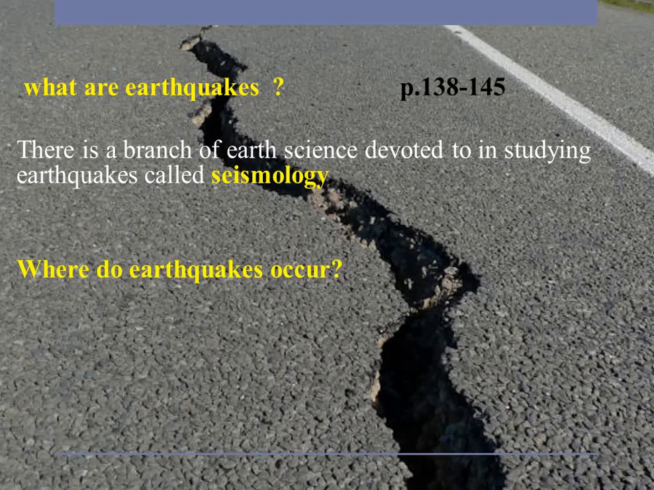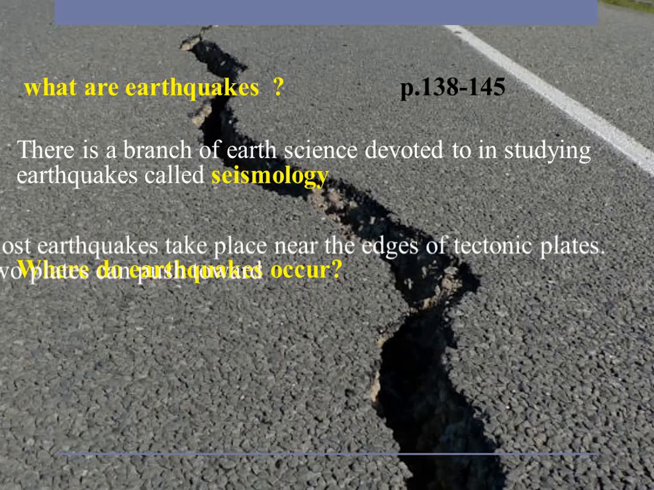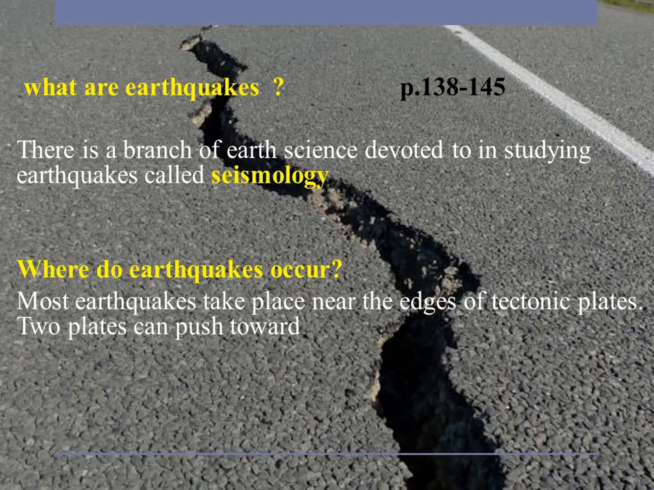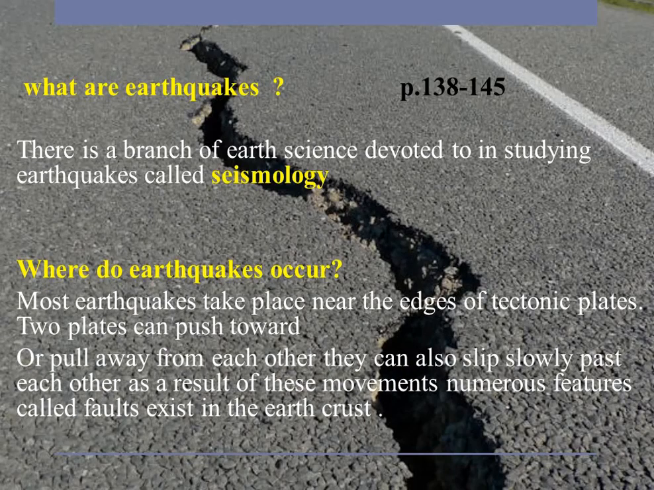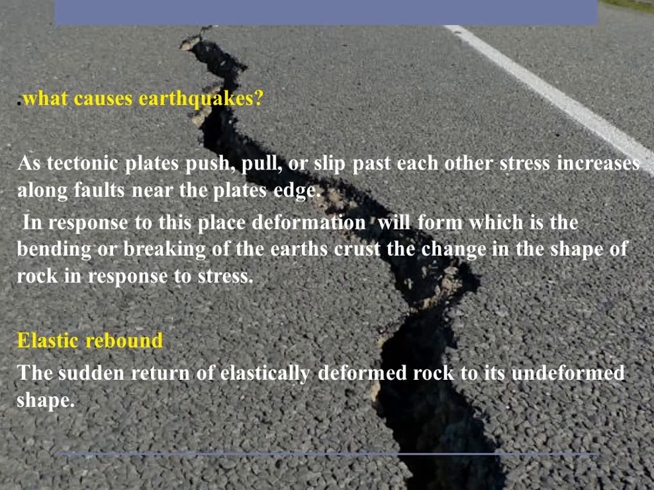Where do earthquakes occur? Most earthquakes take place near the edges of tectonic plates. Two plates can push toward or pull away from each other. They can also slip slowly past each other. As a result of this movement, numerous features called faults exist in the Earth's crust.